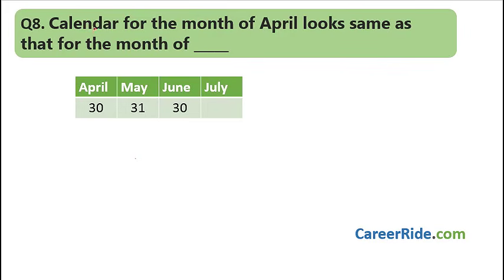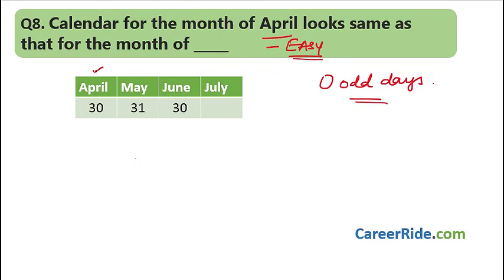Question number 8. Calendar for the month of April looks same as that for the month of. Now see, this is again a very easy question, and the reason I'm calling it easy is because it just needs you to apply the concept of 0 odd days, right? The 0 odd days concept that we were till now applying to years, you have to apply to months now. And the moment you meet 0 odd days, the calendar begins to repeat. That is what we already know.